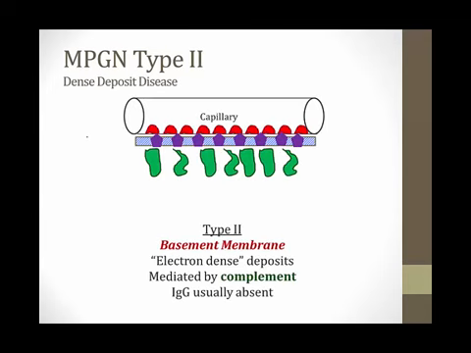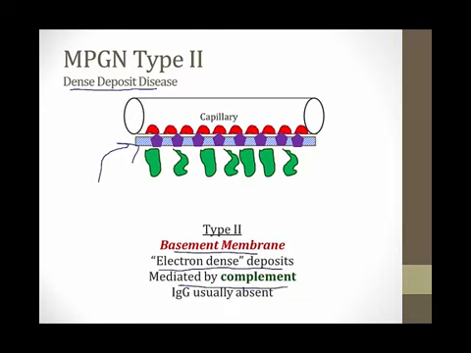MPGN type 2 is the more rare form of MPGN. It's also called dense deposit disease. And the reason it's called dense deposit disease is because electron dense deposits build up in the basement membrane. I've shown these in purple in this drawing on the slide here. The reason for these electron dense deposits is not completely understood, but it is believed that they are mediated by complement overactivation.